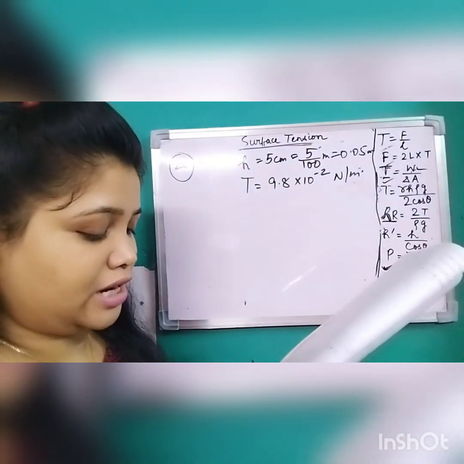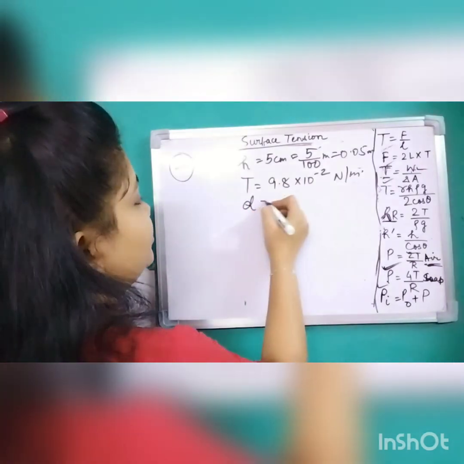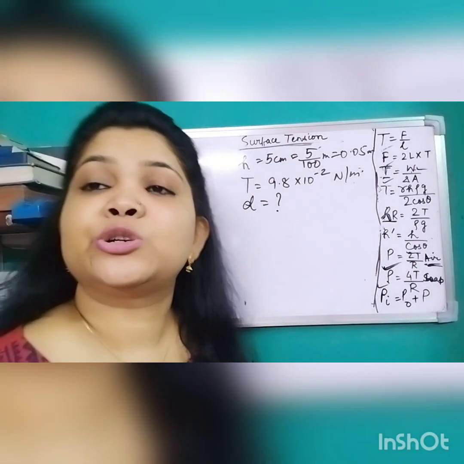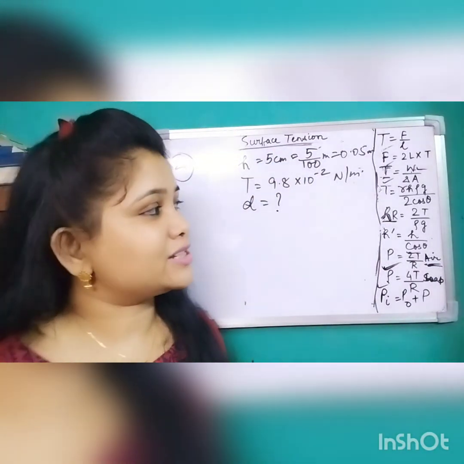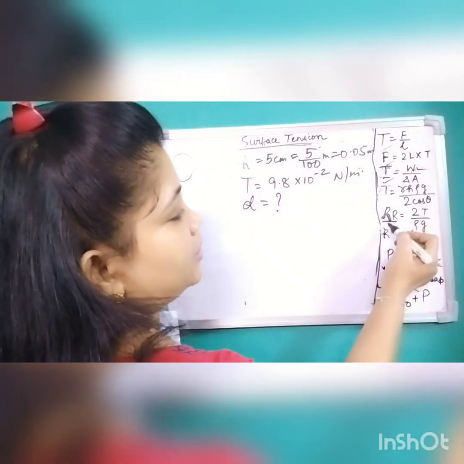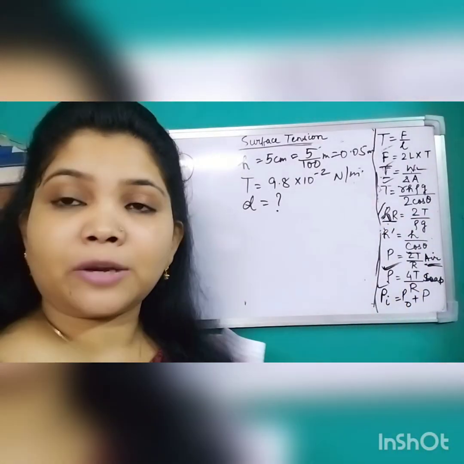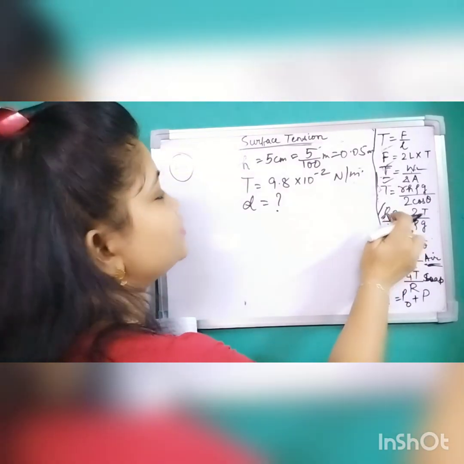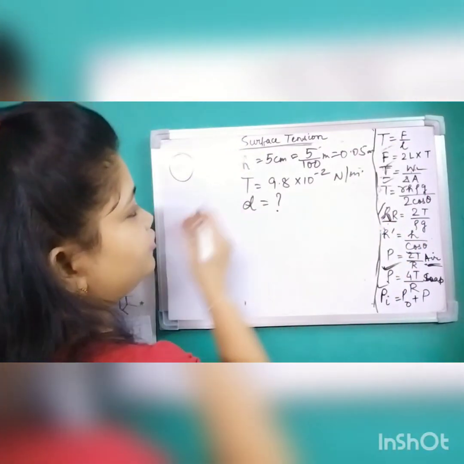Okay, you are asked to find out the diameter D of the capillary tube. Since theta is not mentioned over here, we will be using this formula. So what is the formula over here?